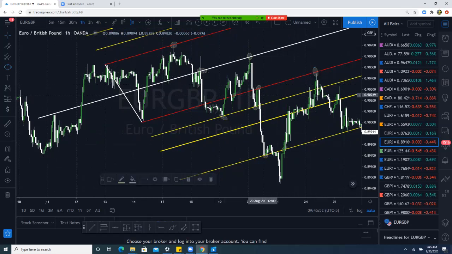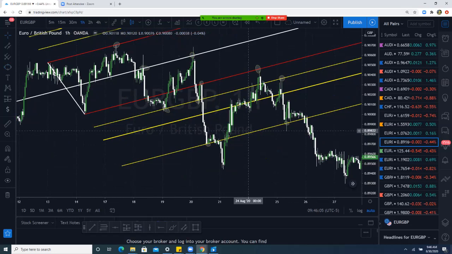Got that. Got that. That's why pitchforks are very powerful, but there is a decent margin of error because it depends on how well you can draw them. But this is another form of diagonal support and resistance. So let's clear that out.